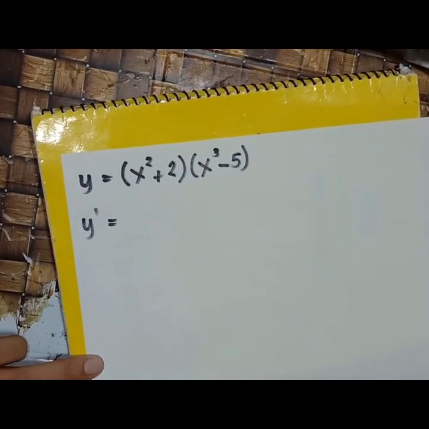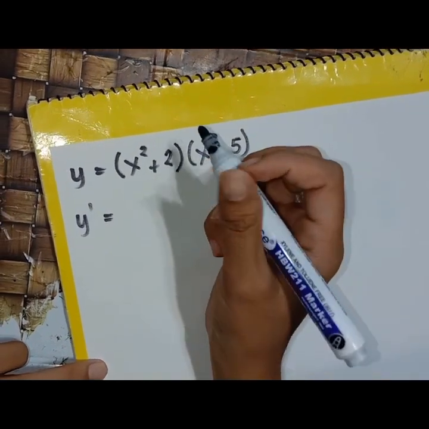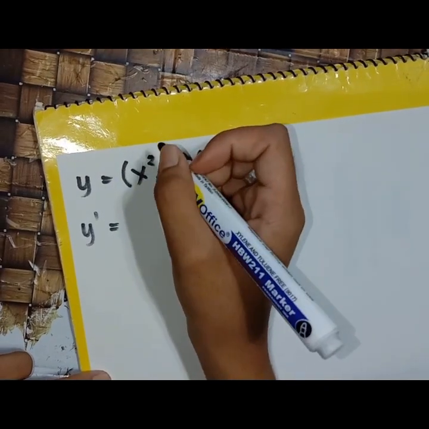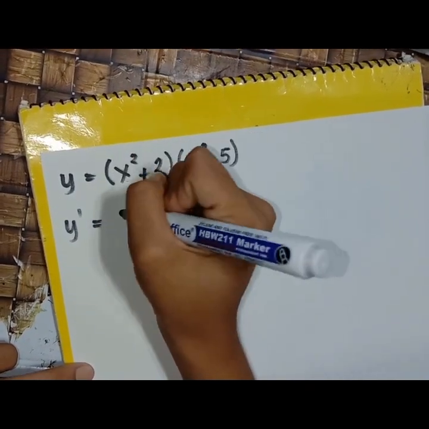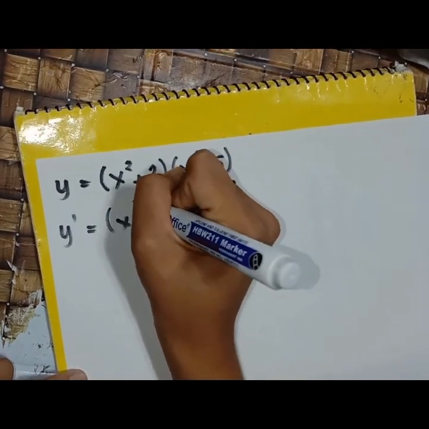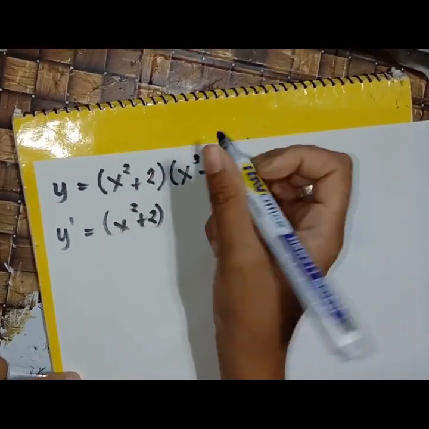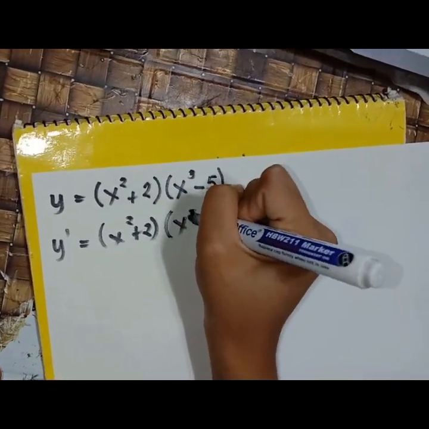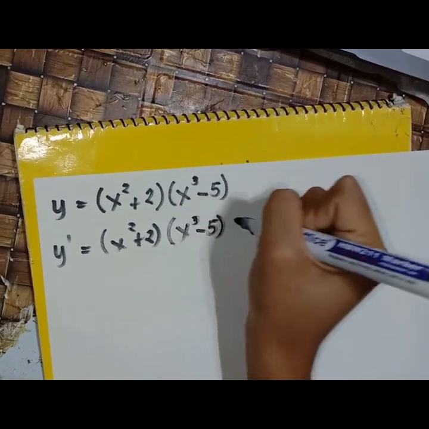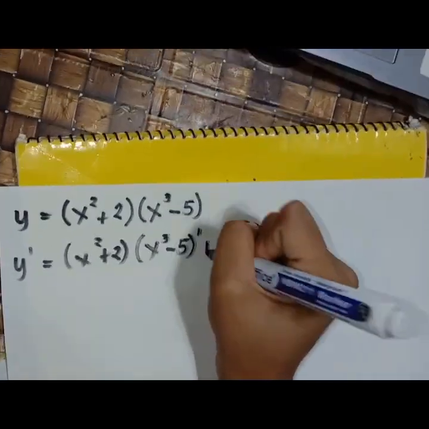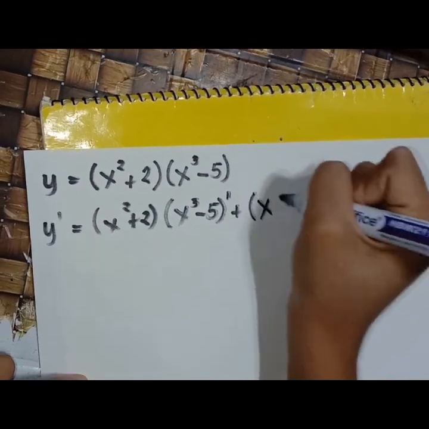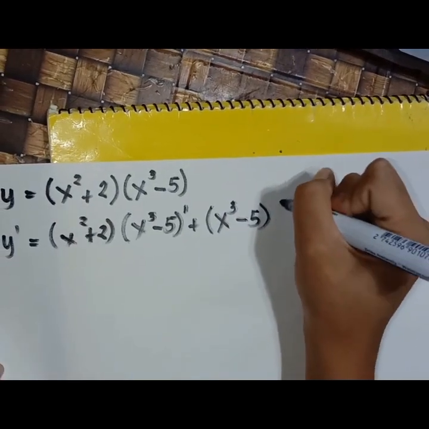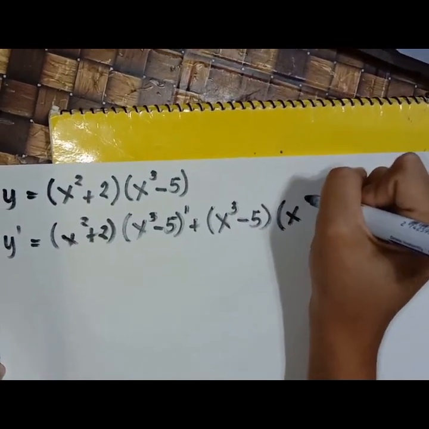So first step, let's just write the formula of the two functions. First function times the derivative of the second function plus the second function times the derivative of the first function.